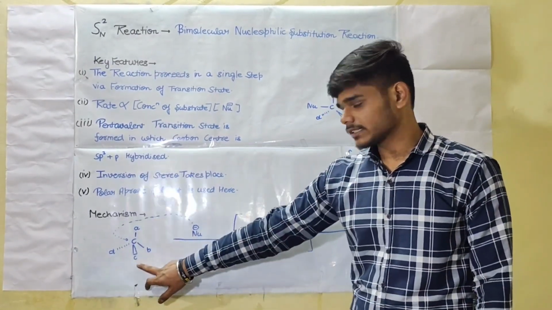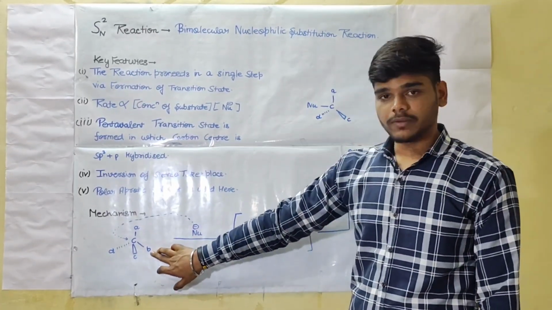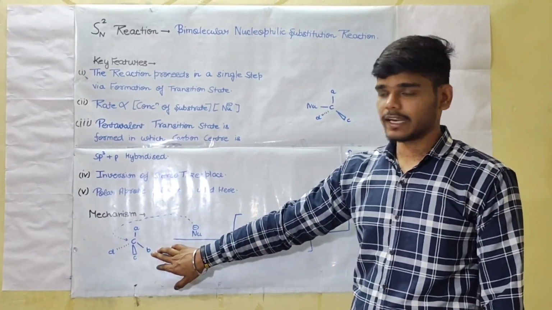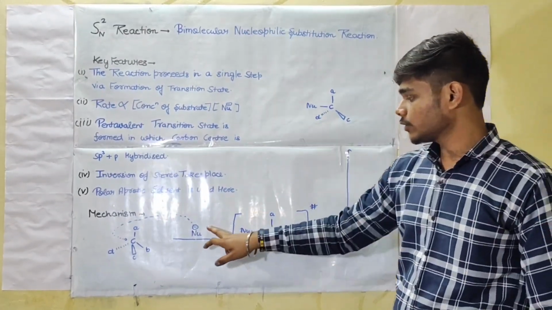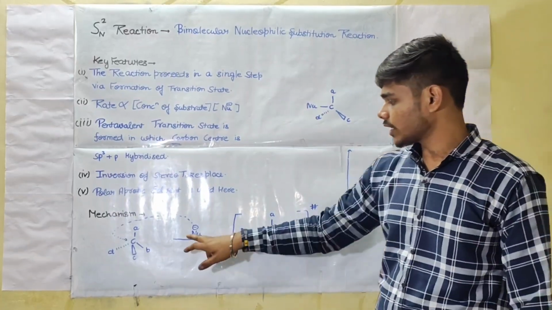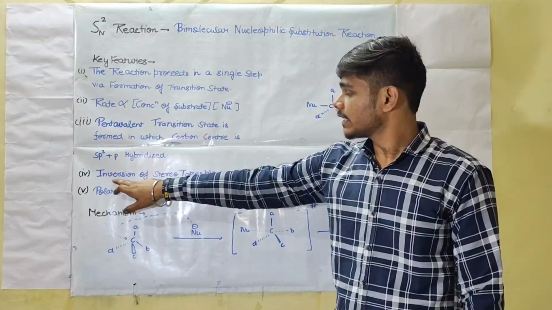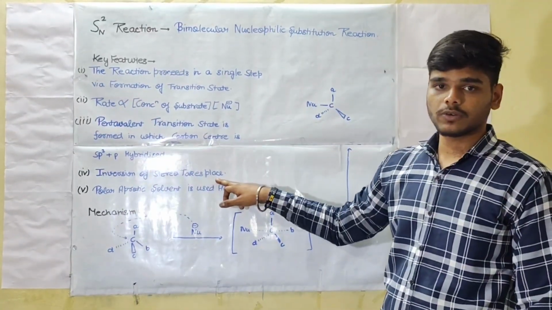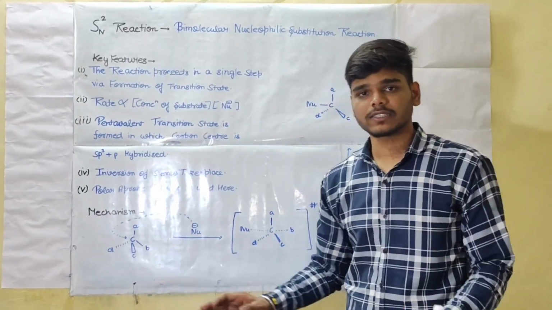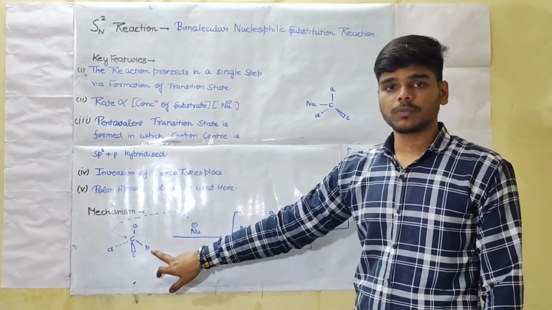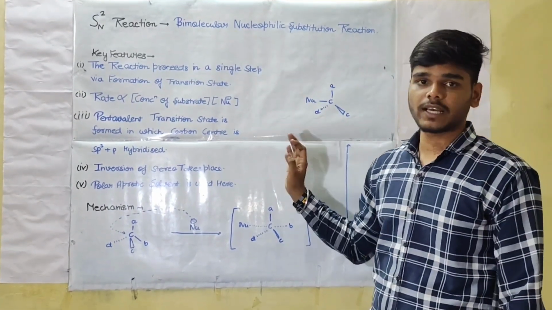So if we look at the starting material and the product, we see that B here is at the planar side, and in the product the nucleophile is attached just opposite to the side of B. So here we say that in SN2 reaction inversion of stereochemistry takes place, that is, the nucleophile addition takes place just opposite to the leaving group, which is B here. That is the mechanism of the SN2 reaction.